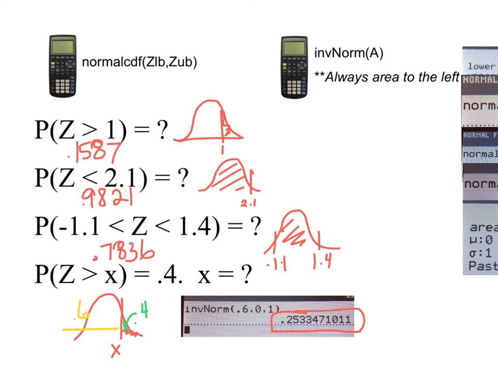In the next video, I want to show you some more cool things the calculator can do and show you the work that's expected on the AP exam for questions like this.